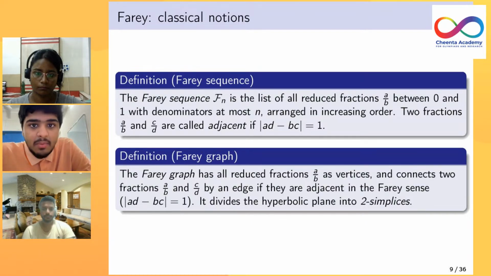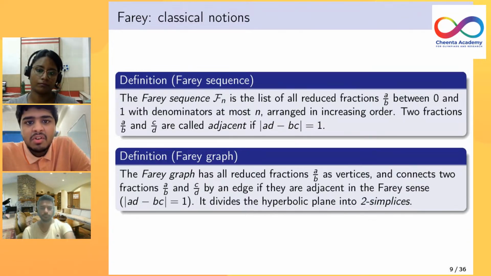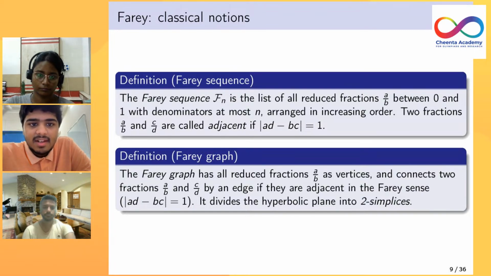The Farey sequence Fn lists all reduced fractions a by b with a value from 0 to 1 and b less than or equal to n, ordered increasingly. Two fractions a by b and c by d are adjacent if the absolute value of ad minus bc is 1. When embedded in the upper half plane model of the hyperbolic plane, this graph forms a Farey tessellation, which decomposes the hyperbolic plane into ideal 2-simplices. Next slide, please.